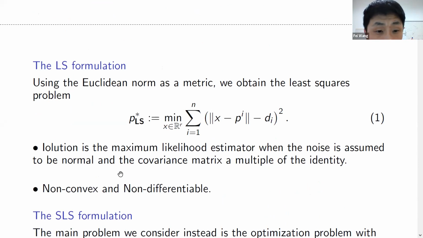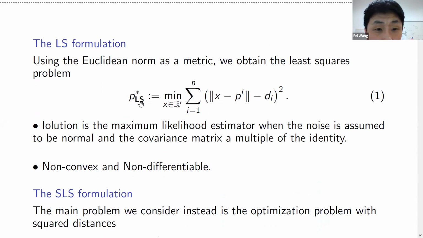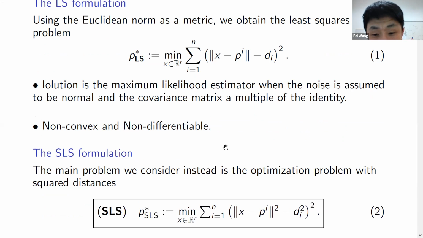Using the Euclidean norm as a metric, we obtain the least squares problem. This problem is the following: we minimize the summation of the squares of the differences of the distances. The solution of this problem is the maximum likelihood estimator when the noise is assumed to be normal and the covariance matrix is a multiple of the identity. But this problem is non-convex and non-differentiable.